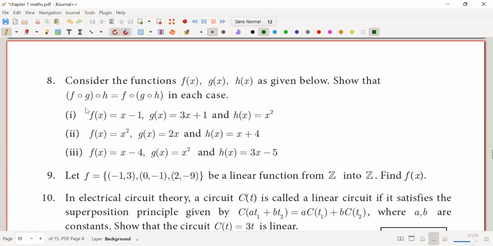We already went through this. How to work? Just segregate the page. First f of g, then g of h. Then f of g of h. g of h, f of g of h. And you'll be getting the answer immediately, equate it immediately and say ends proof. In all the cases, this will be true. F of g is not equal to g of f, but sometimes it can be. Here, always it is. Okay.